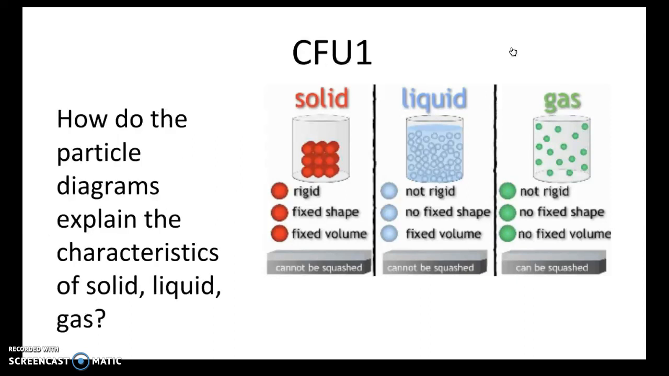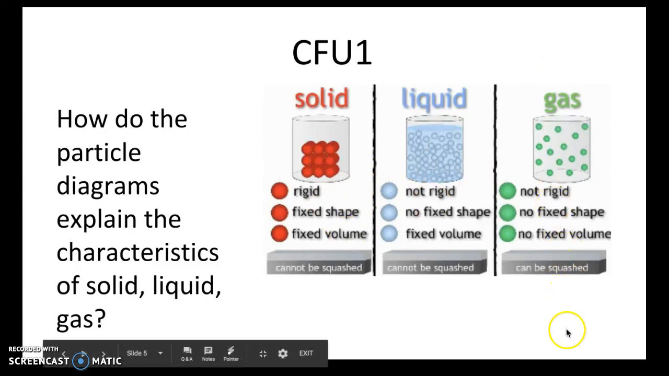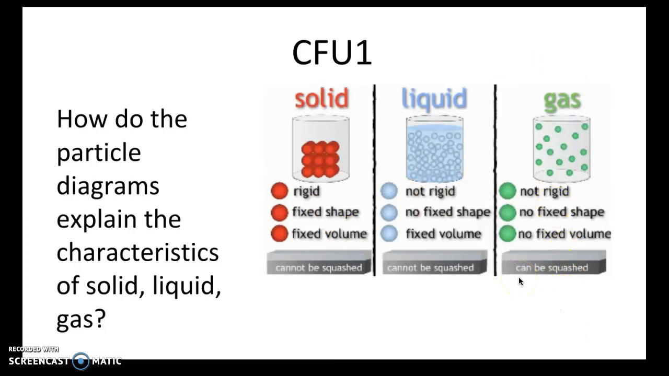So for your first CFU, since you've seen this before, my question to you is, how do the particle diagrams explain the characteristics of solid, liquid, and gas? And those characteristics are listed below each phase. So you're going to pause the video now, and then when you're ready to check your answer, press play.